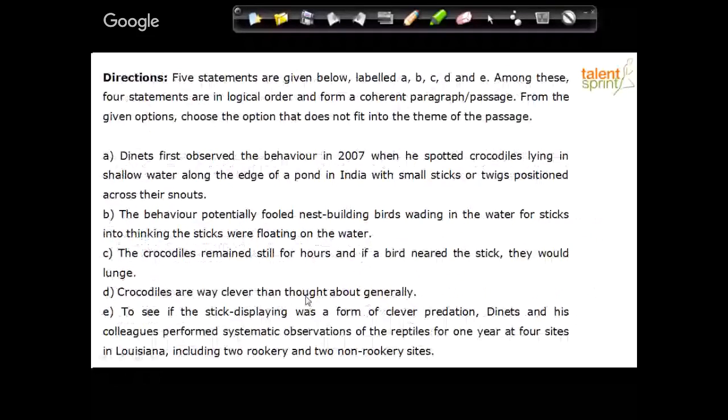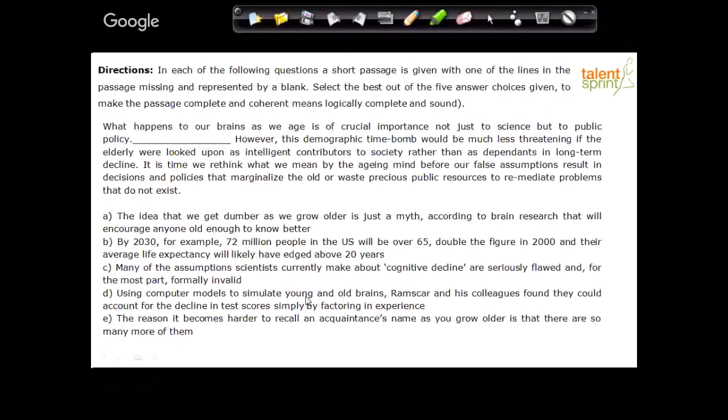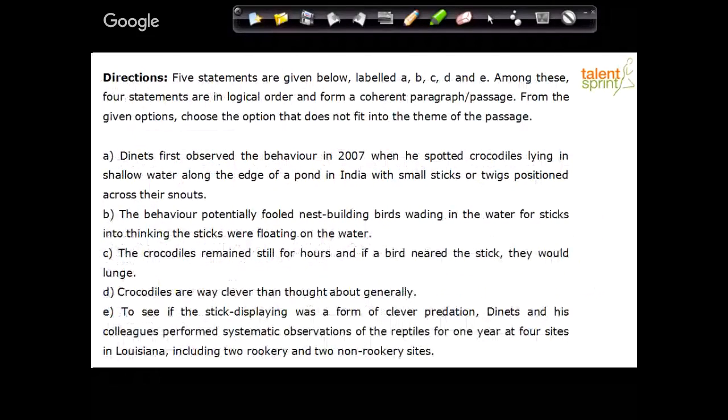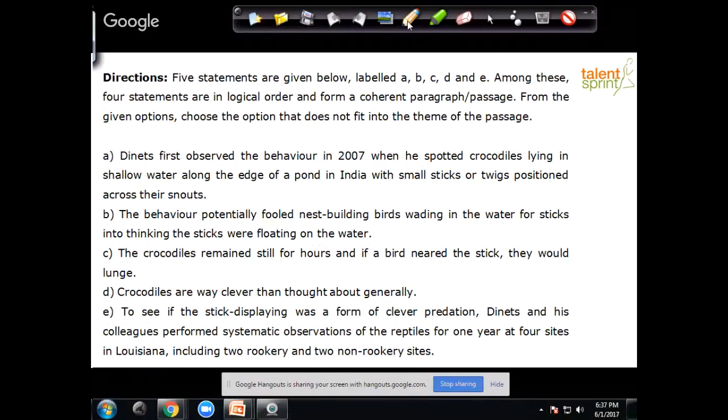Okay, we'll move to the next question type, which is, what does it look like? So these are your out of context, odd man out, those sort of questions. Let's read the direction. It says 5 statements are given below, labeled A, B, C, D, and E. Among these, 4 statements are in logical order and form a coherent paragraph passage. From the given options, choose the option that does not fit into the theme of the passage. So we're talking about, it's either called odd man out or out of context, right?